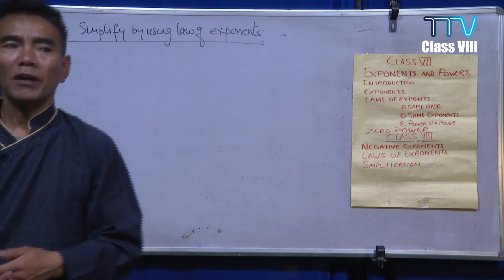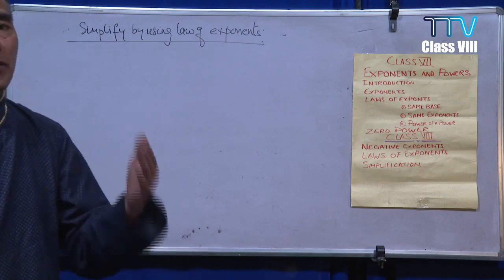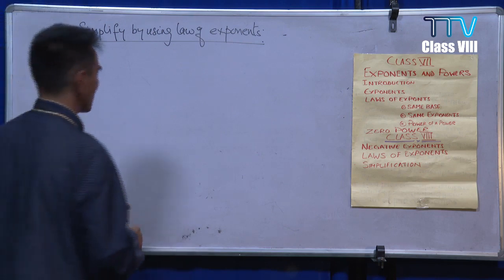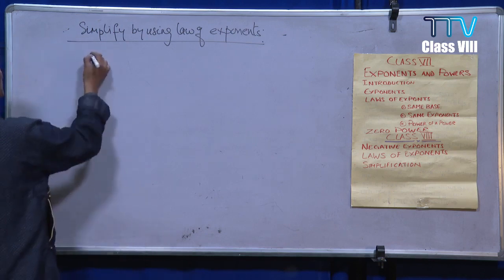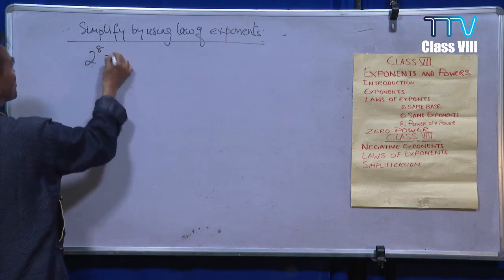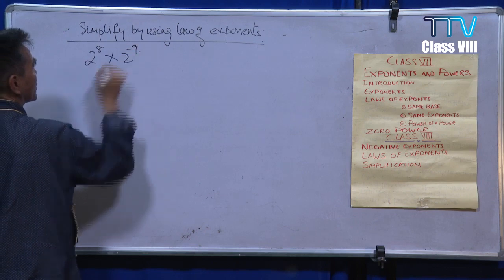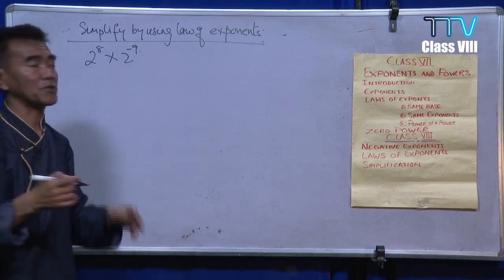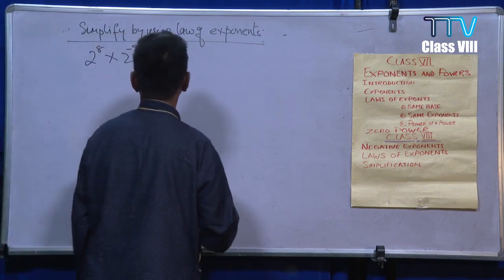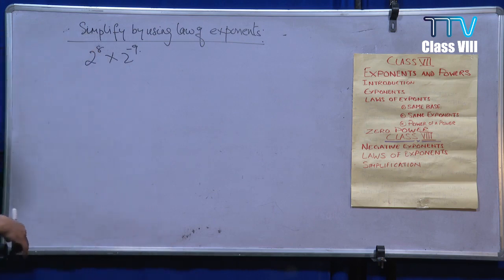Oh, law of exponents. The answer will be the same. We'll try to write in simplest form with power notation. Example: 2 raised to power 8 multiplied by 2 raised to power negative 9. We have to express the answer in positive exponents, by using the law of exponents, in simplest form.